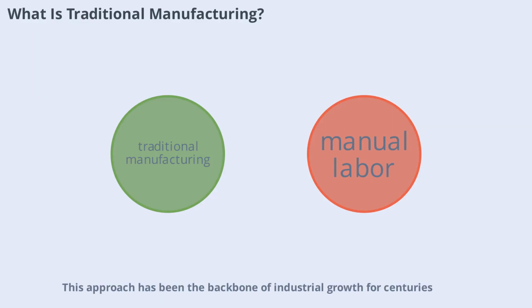This approach has been the backbone of industrial growth for centuries, shaping the way products are made and delivered to consumers. In this video, we'll explore the key features, history, and ongoing relevance of traditional manufacturing, starting with its basic definition and moving through its evolution and impact.